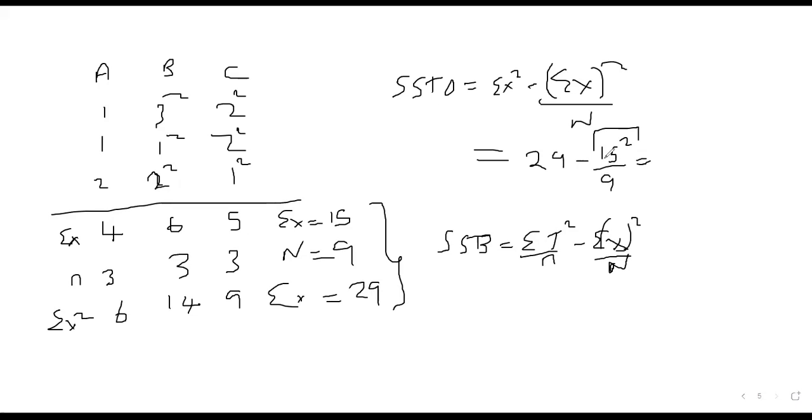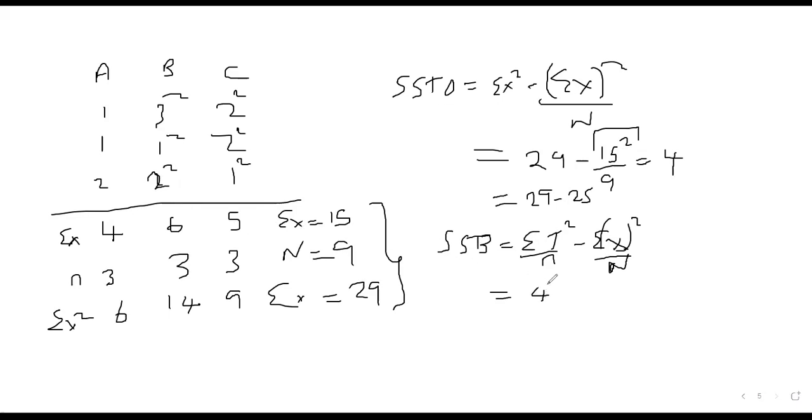Are you sure? 15 times 15 over 9, what do you get? 25. So this is 25. 29 minus 25 gives you 4. Okay, so here it's a treatment that we're doing now. Each treatment total.